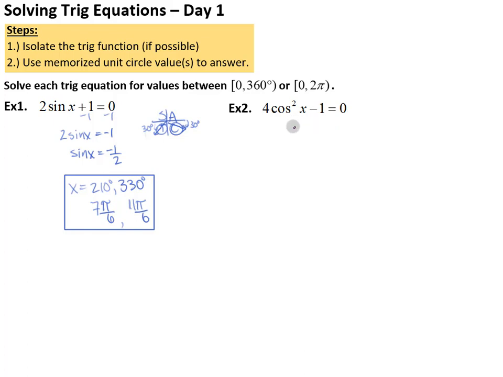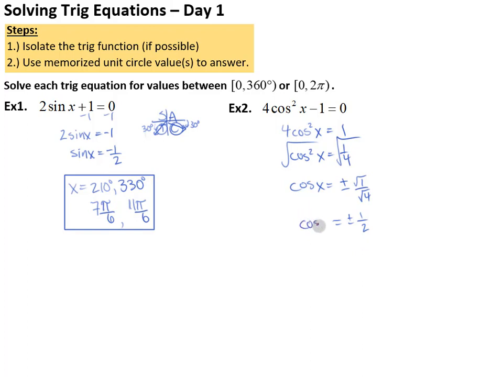So let's go ahead and add 1 over. And then we're going to want to divide away our 4. So divide both sides by 4. We get 1/4. Now, in this case, just like if this was x squared, we need to do the square root of both sides. So we're going to get cosine of x equals plus or minus. And one of the properties of radicals is that you can separate them over multiplication or division. So we can think of this as plus or minus 1/2.